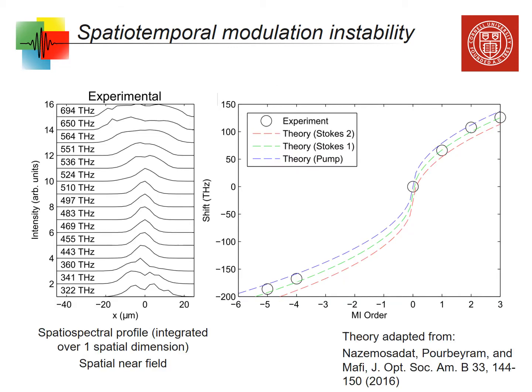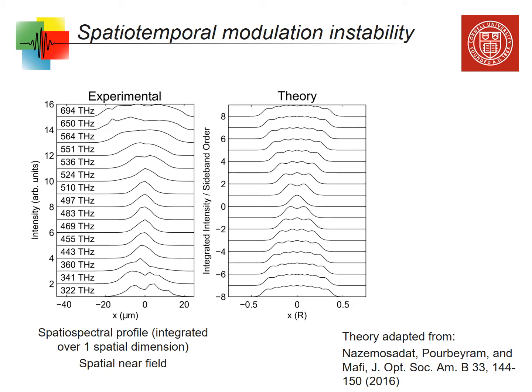To just prove to you a little bit that those are exactly what they are, we're taking theory that was more or less done by Arash Mafi's group and comparing it to what we see in the experiment, and indeed it looks like spatiotemporal modulation instability if we assume the nonlinear attractor, which is the fundamental mode of the fiber, is the pump. And we can compare what we expect from theory to experiment by measuring also the spatiospectral profile.